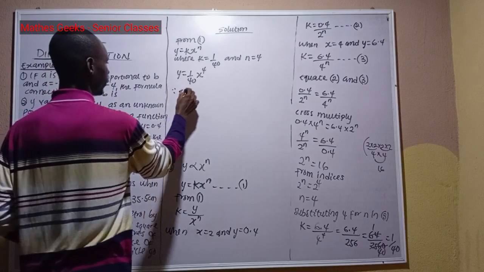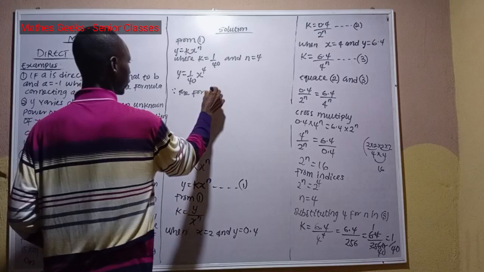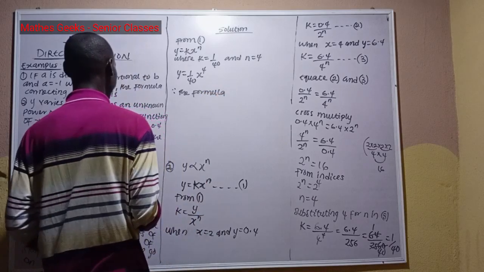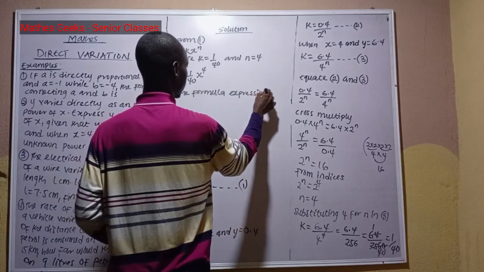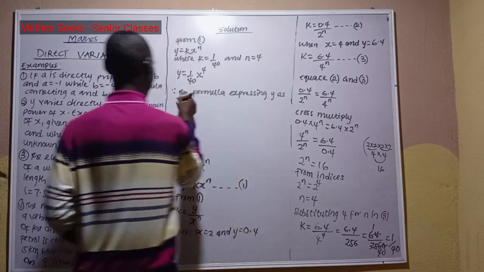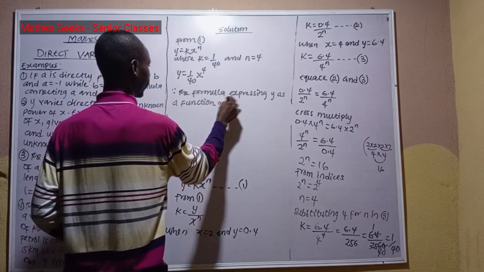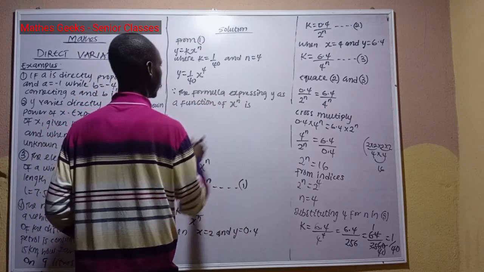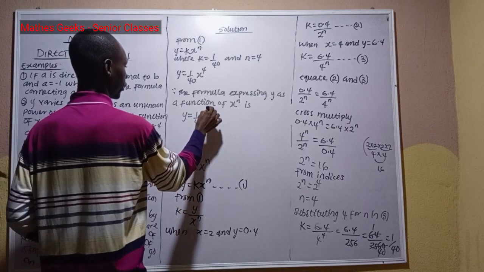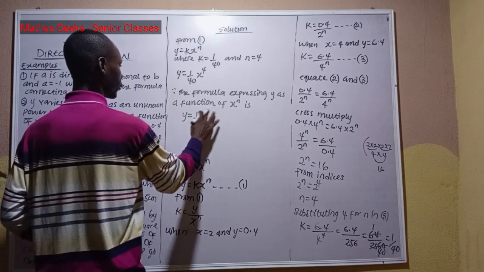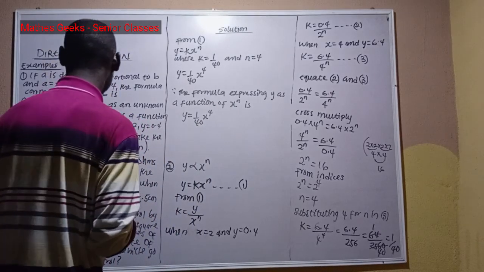Therefore, the formula expressing y as a function of x raised to the power n is y is equal to 1 over 40 x raised to the power 4. That's the formula.